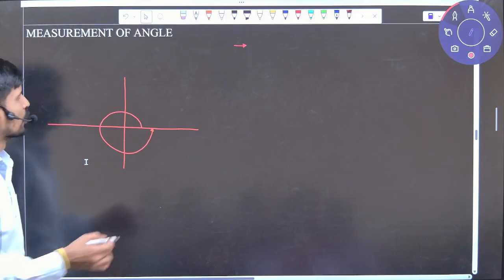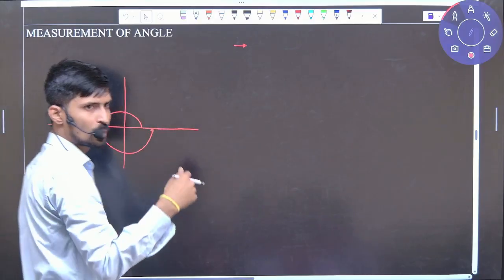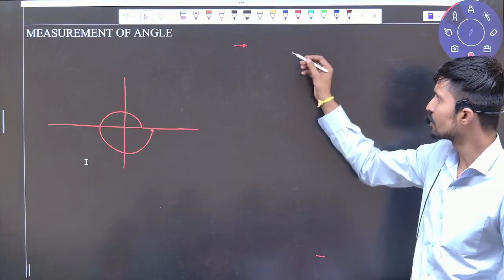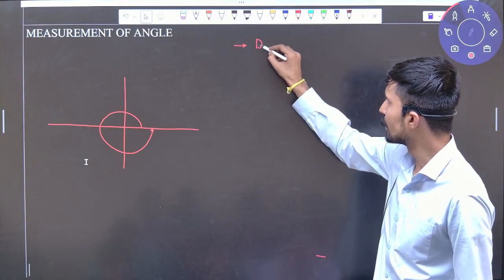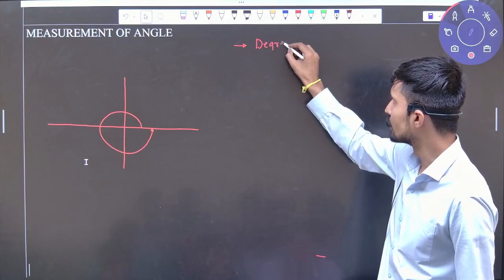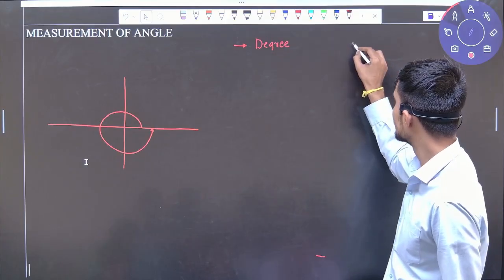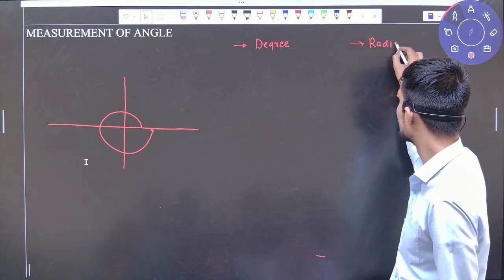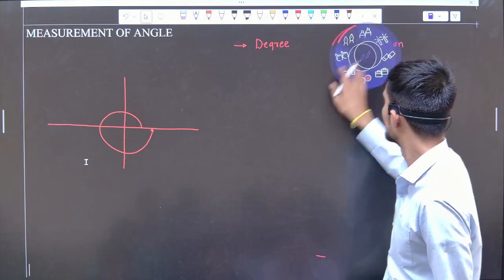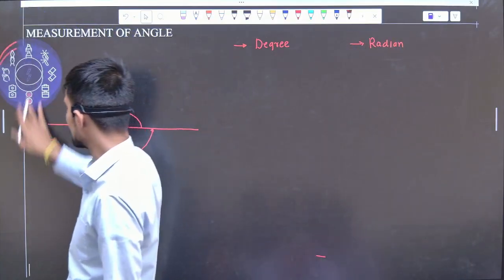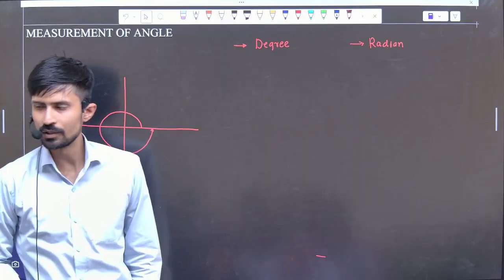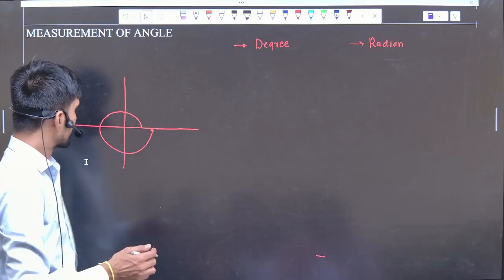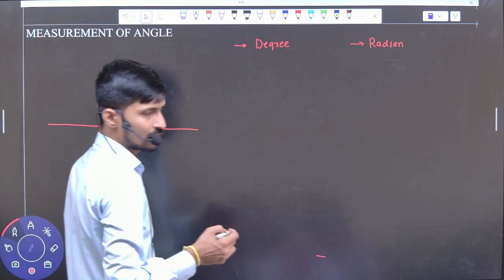Okay. So measurement of angle means we have to measure the angle. We measure angle in two ways. First way is with the help of degree. And second is we measure angle with the help of radian. Now what is the difference between degree and radian? Degree you already know. Now, what is radian?